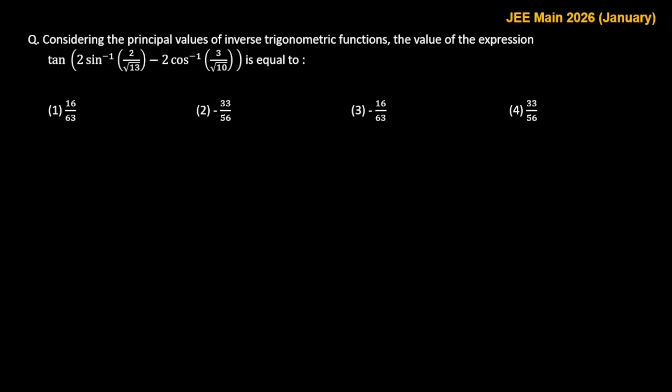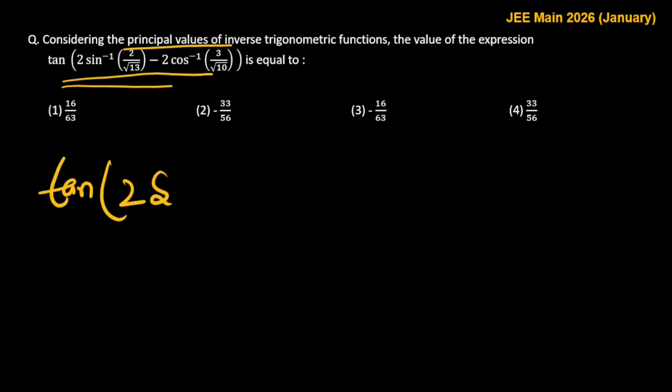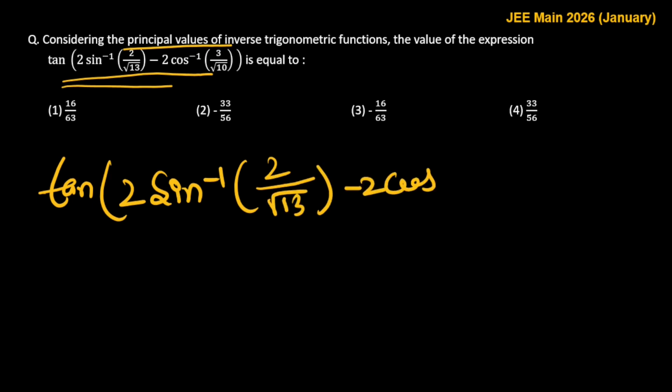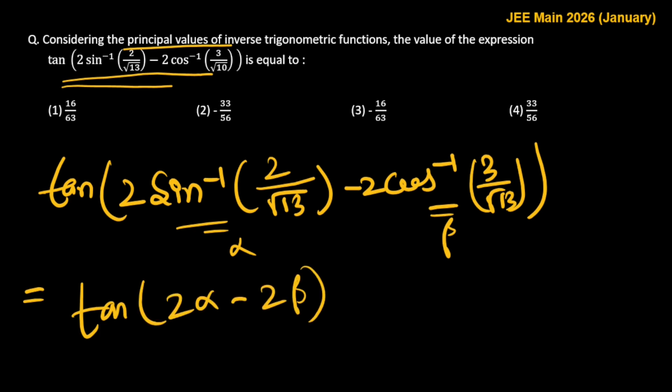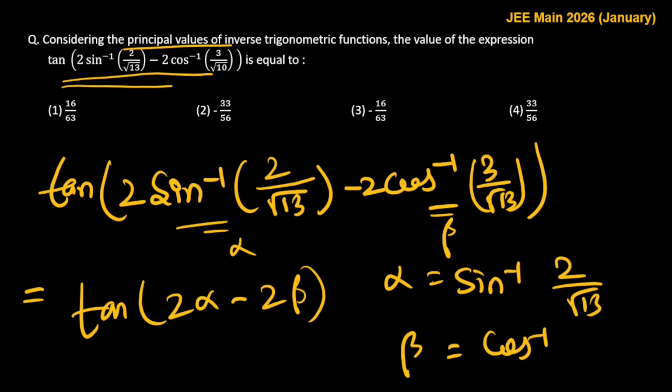Now let us first carefully observe the problem. In the question it is asked to find the principal value of this inverse trigonometric expression. The expression is tan of 2 sine inverse 2 over root 13 minus 2 cos inverse 3 over root 13. If we define sine inverse as alpha and cos inverse as beta, then this expression becomes tan of 2 alpha minus 2 beta, where alpha is equal to sine inverse 2 over root 13 and beta is equal to cos inverse 3 over root 13.